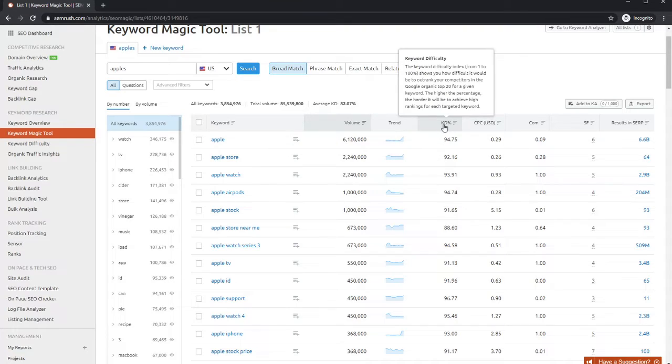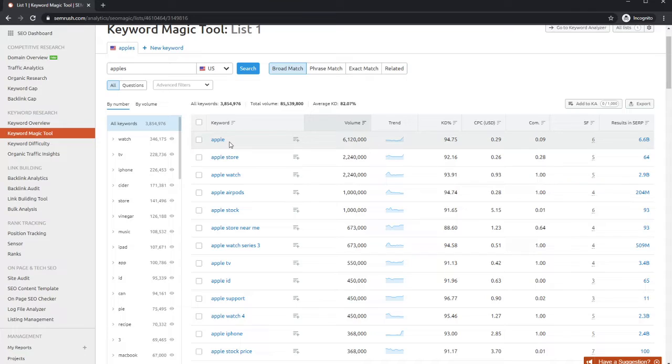So what is KD? KD means keyword difficulty. The keyword difficulty index shows how difficult it would be to outrank your competitors in the Google organic top 20 for a given keyword. The higher the percentage, the harder it is to achieve high rankings for each targeted keyword. So if you wrote an article about Apple, let's say the phone or the fruit, it would be extremely difficult to outrank them. Why? Because they already set their name there. You can't jump in and win that easily. You can write the greatest article, but it would be extremely difficult. So I'll show you a trick later.